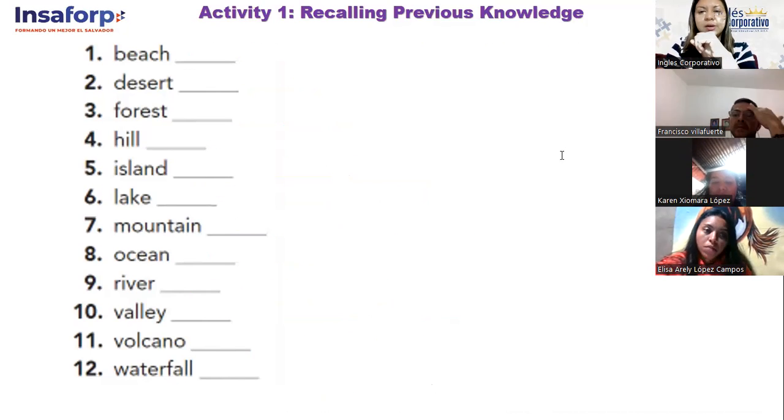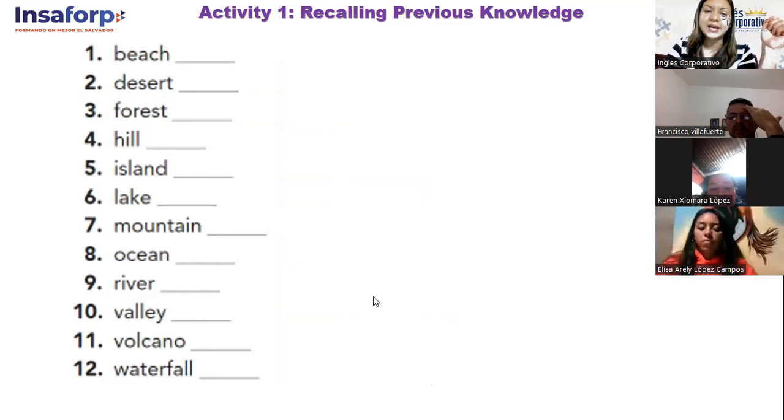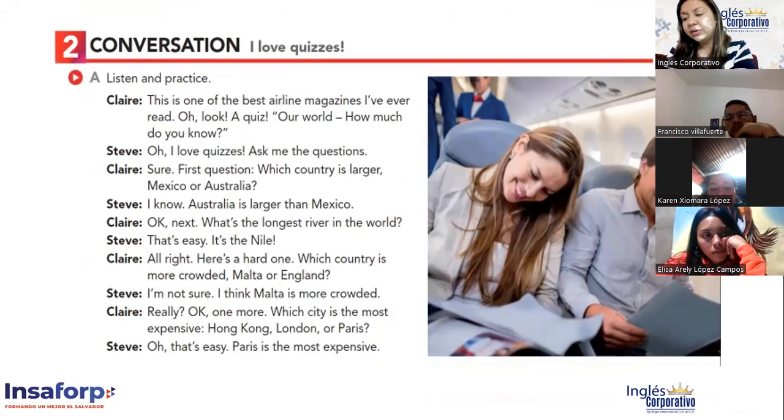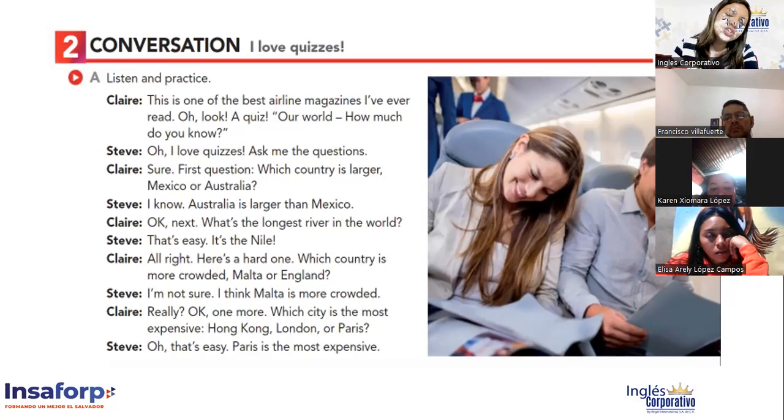Okay, so let's continue with the next part of the class. Now you will see, guys, a conversation between Claire and Steve. They are going on a trip, on a plane, and they are having a conversation like a quiz about our world. So I would like two volunteers to read the conversation.